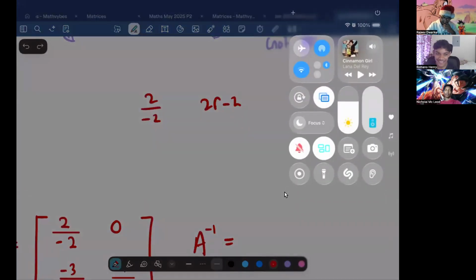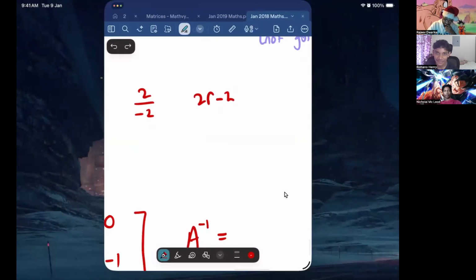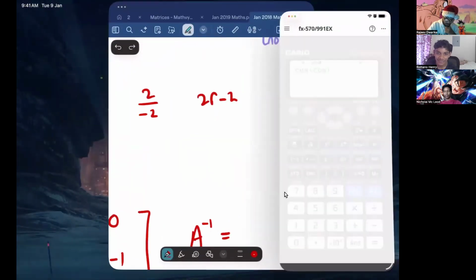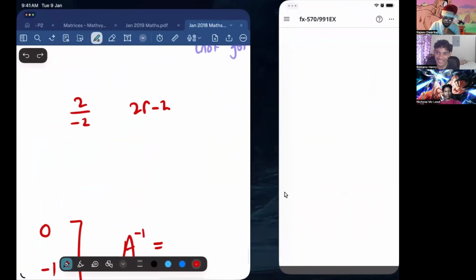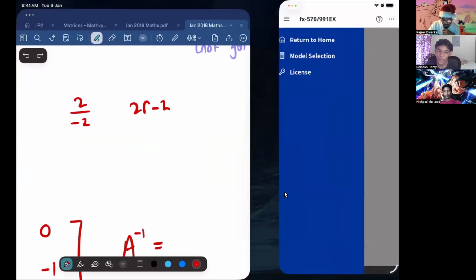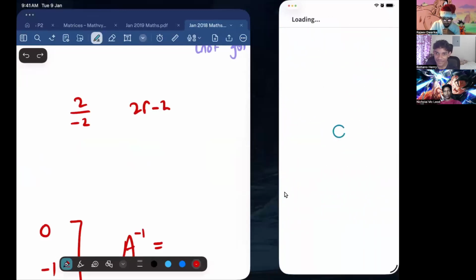Guys, I'm sure there's something. I tell you, Casio should really sponsor me, I'm boosting their sales so much. Come on, Casio, work. Return to home, use calculator.